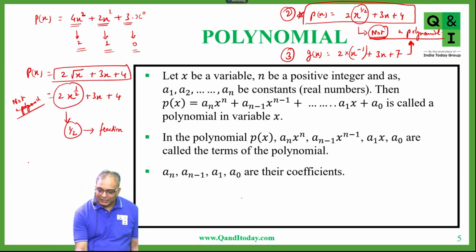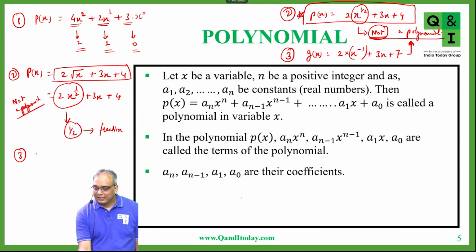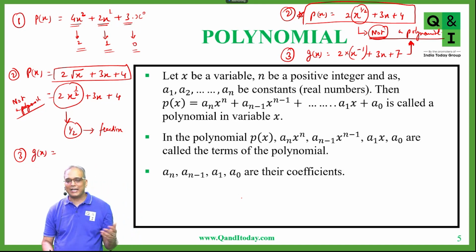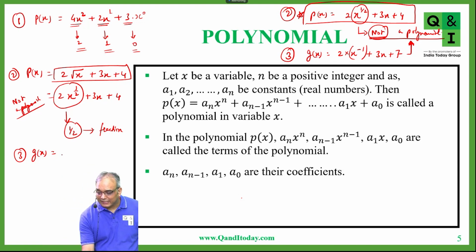Now for the third one, students, we have another polynomial. I have represented it by g of x. We can write any name, p, q, r, anything, right? So we have taken this as g. So g of x is 2 into x to the power minus 1, right? So this is 2 into x to the power minus 1 plus 3x plus 7. This can also be written as 2 by x plus 3x plus 7.